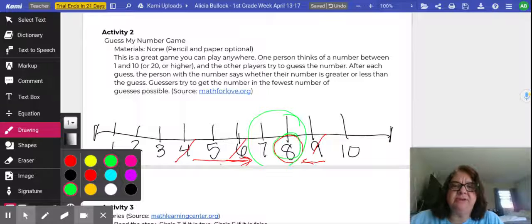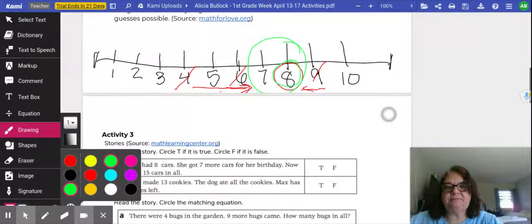And I would like for you to do that every day with someone in your family, is to guess a number. And they're going to tell you whether it's greater or less than the number that you guessed. Okay. To make it a little more difficult, try numbers 1 through 20. So I hope that clears that activity up.